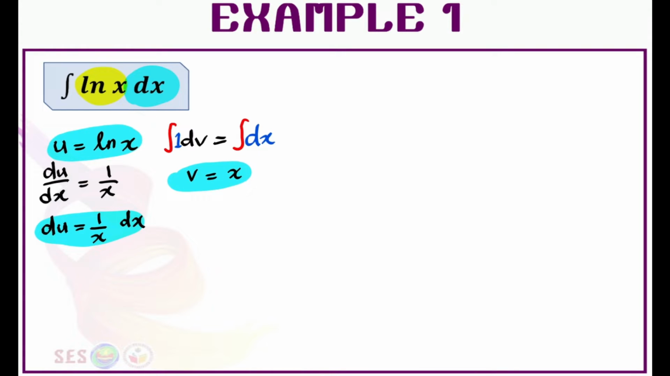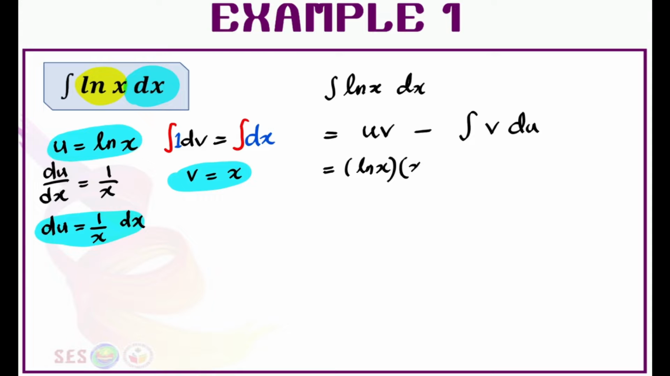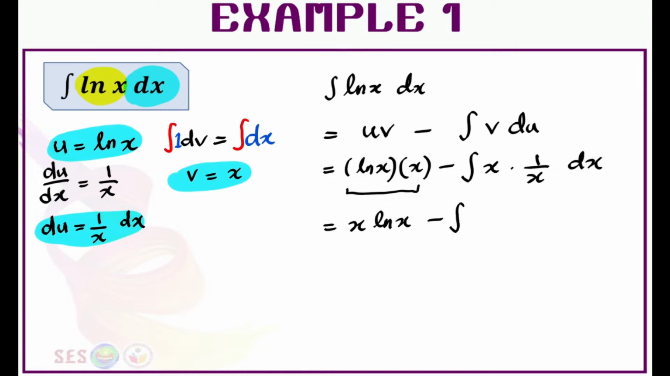Alright, now integrate ln x dx, and the formula is uv minus integrate v du. Substitute. u is ln x, v is x, minus integrate v is x, and du is 1 over x dx. Alright, so for the first term here, I will rearrange. Usually polynomial is at the front. So x ln x minus integrate. Okay, so for x and 1 over x, we can cancel the x and leave with 1 dx.